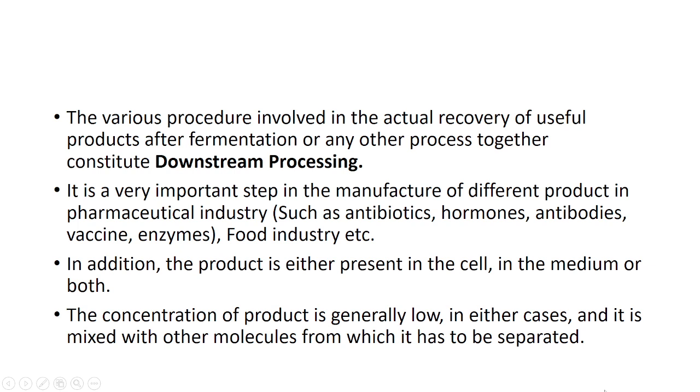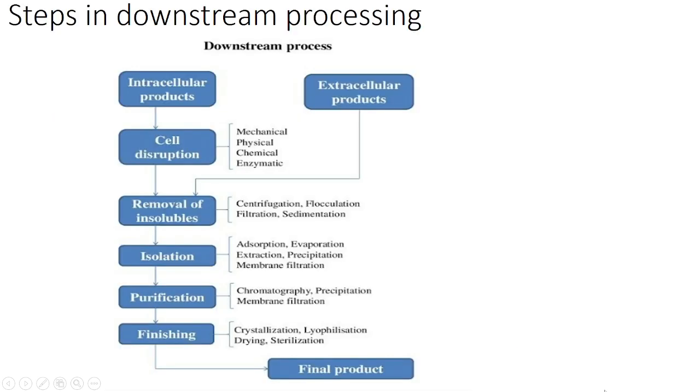So where will the product be present after the process is completed? The product can be present inside the cell or in the medium, or some products will be present intracellularly and extracellularly. Okay, and we should always remember that right after the process is completed, the concentration of the product is very, very low. It will be mixed with other molecules also. So it has to be separated. The cell has to be broken open. The separation of the molecule from other molecules should be done. So everything comes under downstream processing. So looking at downstream processing, it has certain steps.